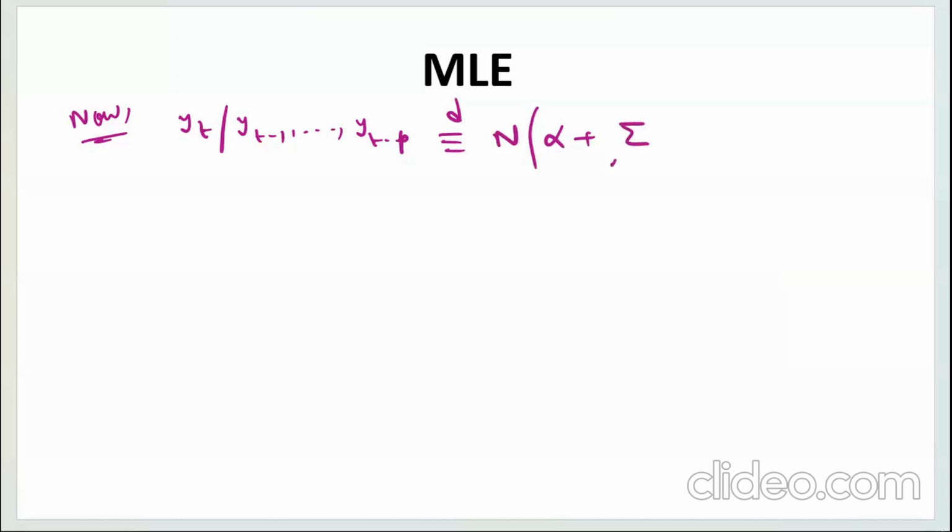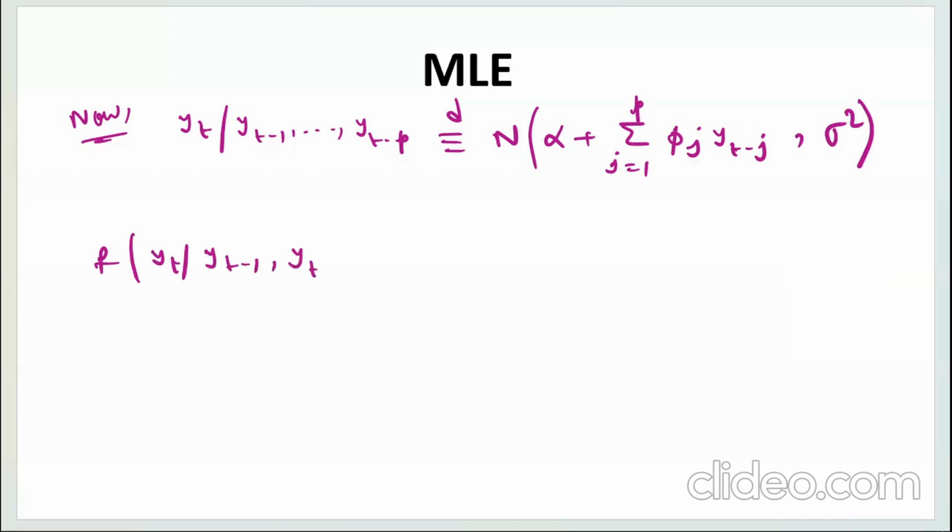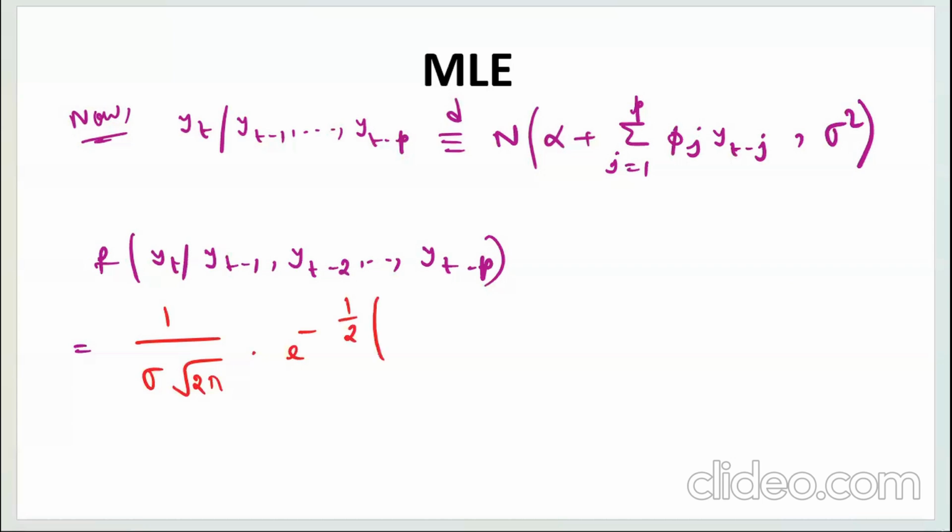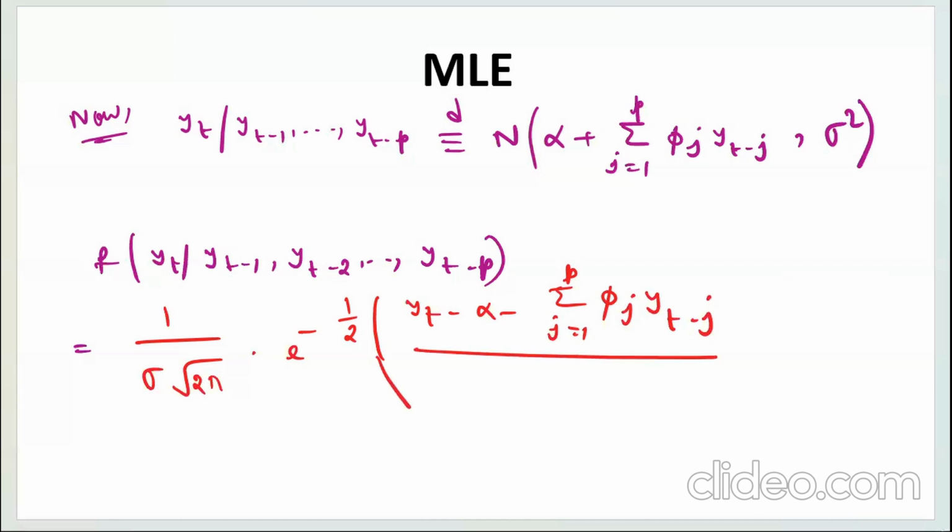Normal with mean alpha plus summation from 1 to p of phi j yt minus j, and variance sigma square. So what will be the PDF of yt given yt minus 1, yt minus 2, up to yt minus p? That will be 1 by sigma root 2 pi e to the power minus half of yt minus the expectation, with j from 1 to p, all squared over sigma square. If you have seen my AR(1) video, then you will find this pretty simple. This is the same thing I am doing again and again.